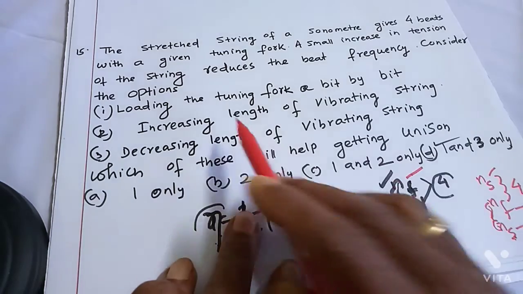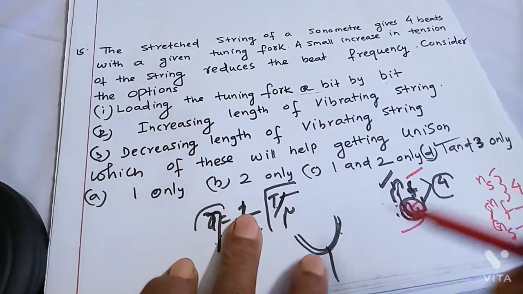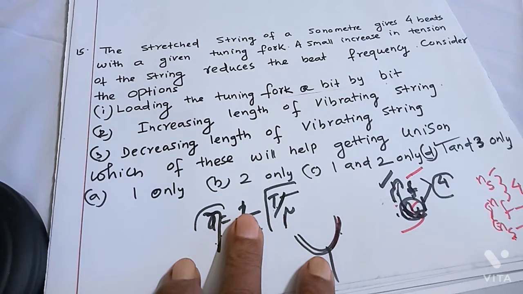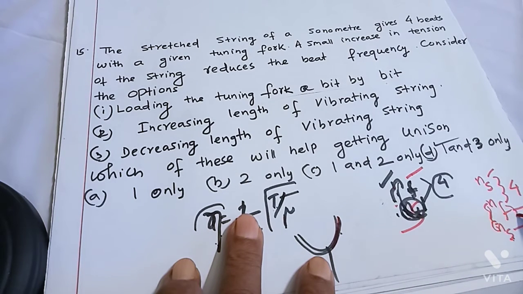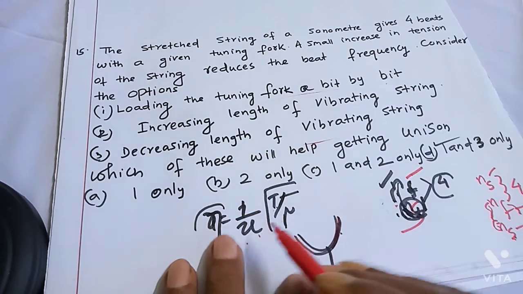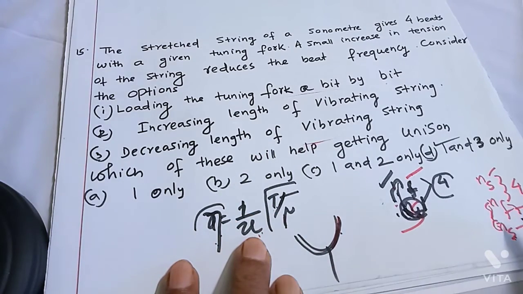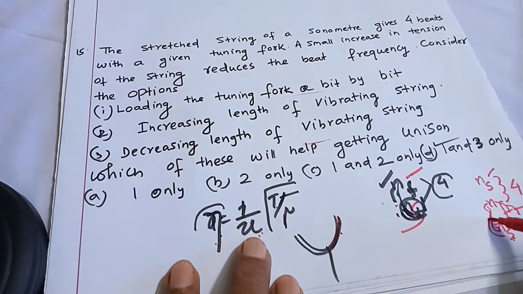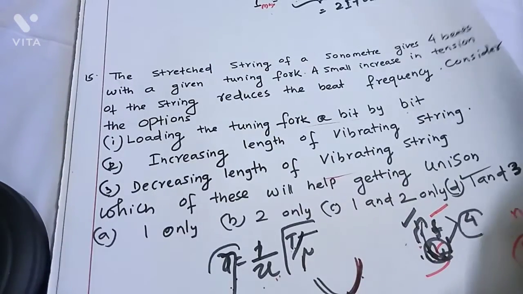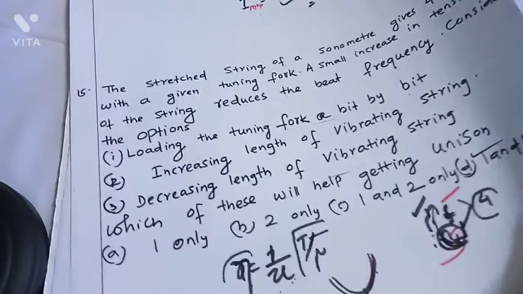Now the first choice, loading the tuning fork bit by bit. If you load the tuning fork prong, then the frequency decreases. So the tuning fork frequency decreases, and if you decrease the length of the vibrating string, then the sonometer frequency increases. So it is possible to get unison, that is resonance, that is they can have the same frequency. So the answer is 1 and 3.